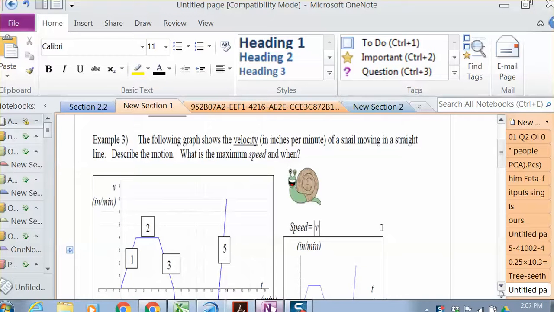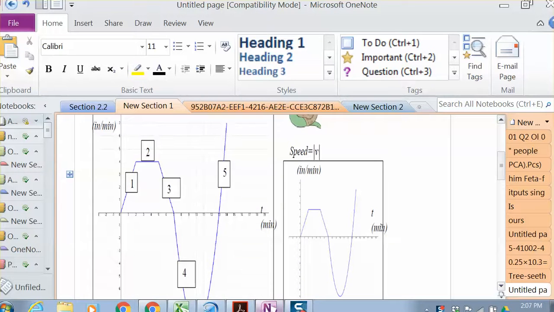So if we look at this example, we've got a snail that's moving in a straight line path. We're asked to describe the motion, also to figure out its maximum speed and when that happens. So let's first describe the motion for all 5 paths.